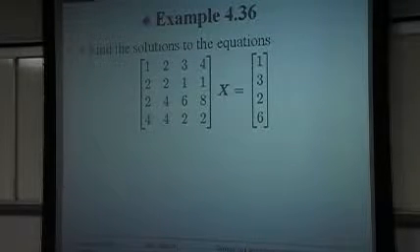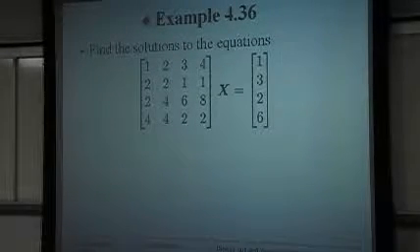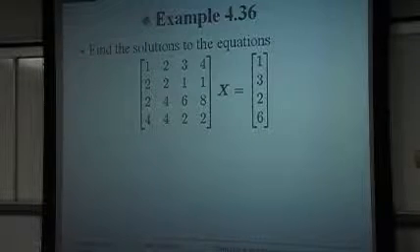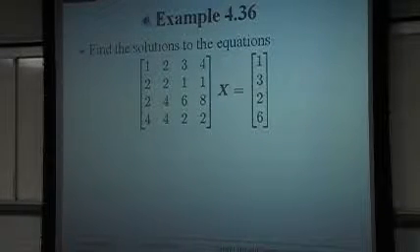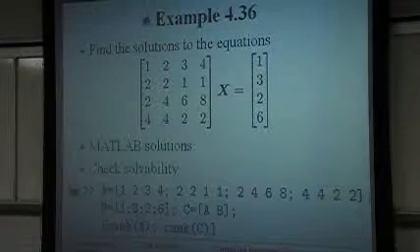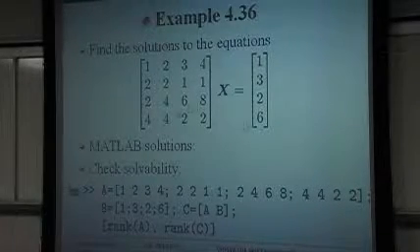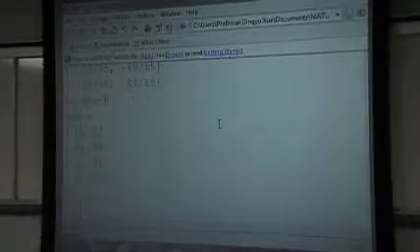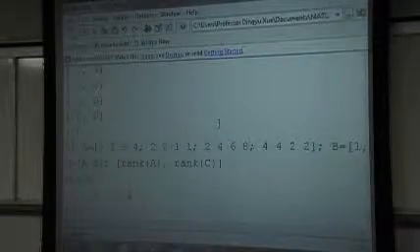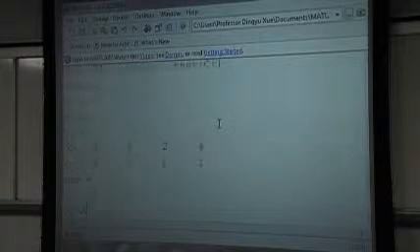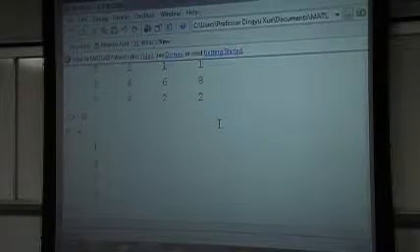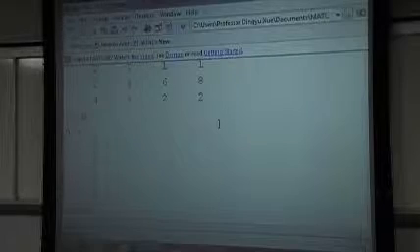Suppose we have a linear equation like this. How can we solve it? To solve the equation, we first have to enter the matrices A and B into the Matlab environment. If you try to solve it in this way, you will get errors.